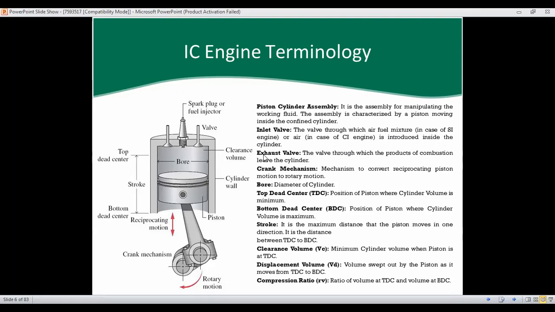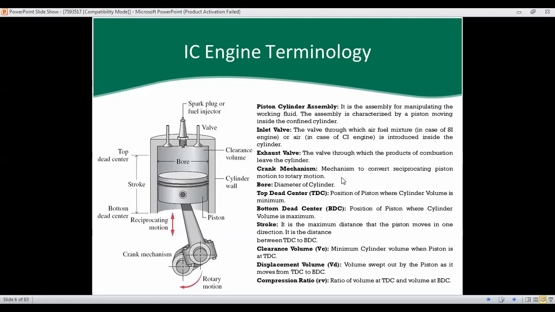Okay, exhaust valve, this is the exhaust valve, the valve through which the products of combustion leave the cylinder. From here it enters and from here it goes out. Crank mechanism, this is your crank mechanism here.